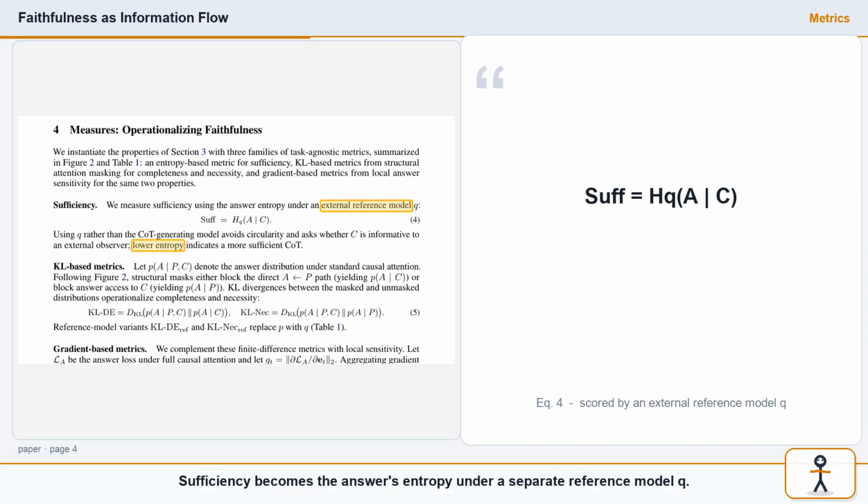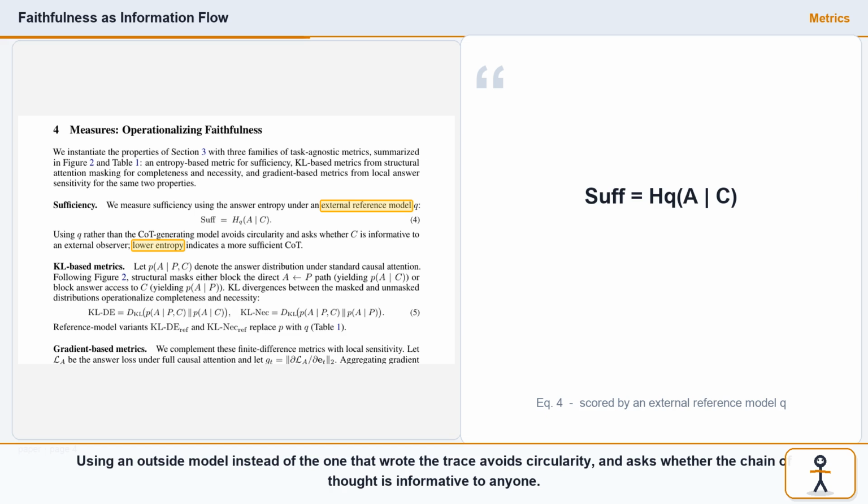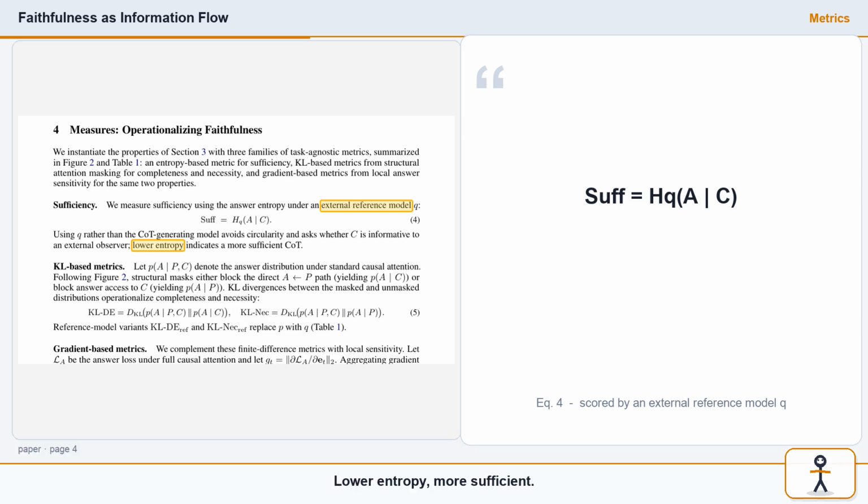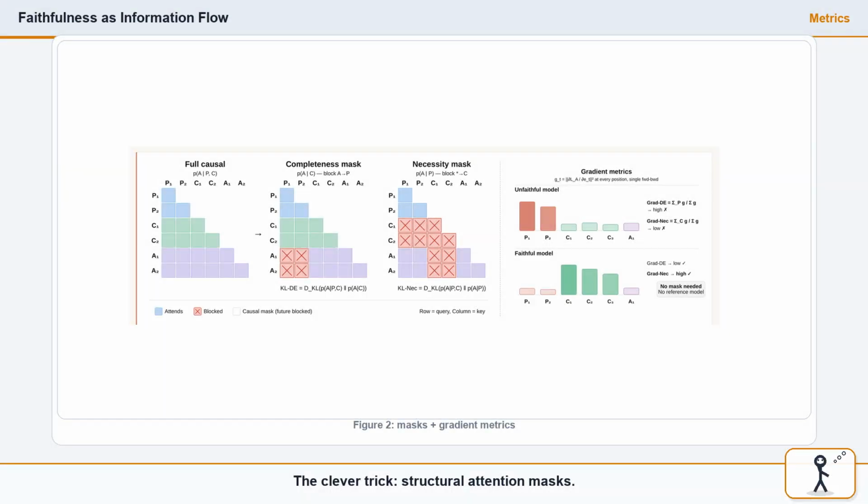Sufficiency becomes the answer's entropy under a separate reference model. Using an outside model, instead of the one that wrote the trace, avoids circularity, and asks whether the chain of thought is informative to anyone. Lower entropy, more sufficient. The clever trick: structural attention masks.